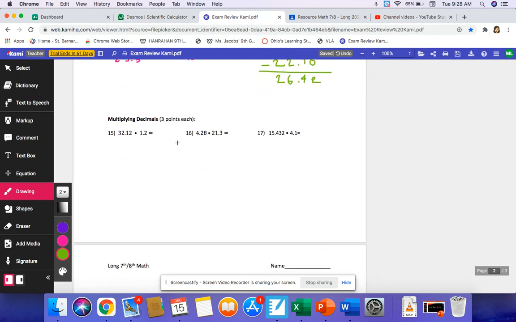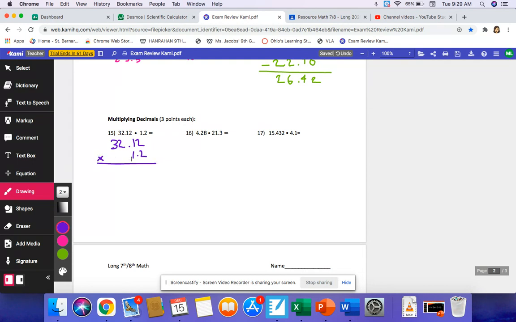All right, moving on to multiplying decimals. Remember, multiplying decimals is a little different. We don't line up the decimal points. We line up the last number. So 32.12 times 1.2.